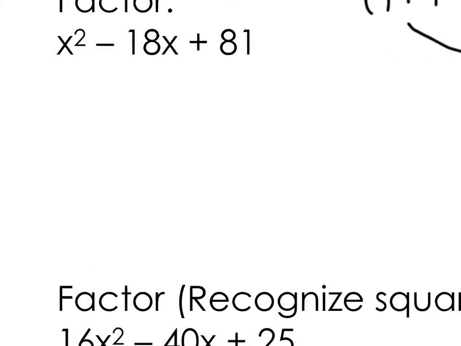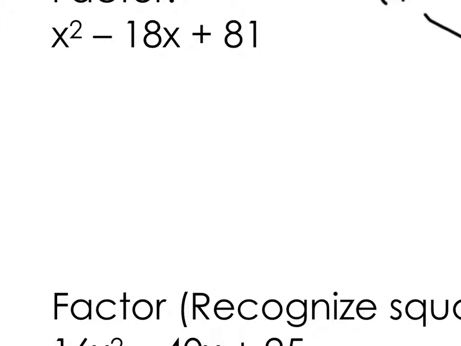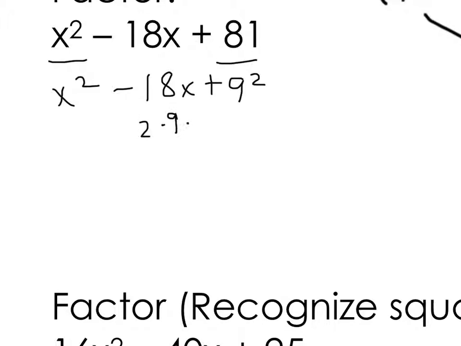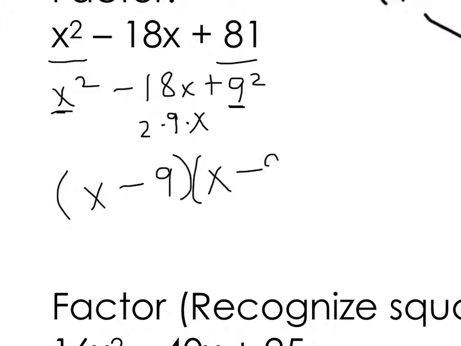So let's factor this one. It's important to recognize that this is something squared. This is something squared. That's 9 squared. So you have x squared minus 18x plus 9 squared. And this 18 is 2 times 9 times x. It's whatever this is squared and whatever that is squared, and it's 2 times that. So that means that this factors into x minus 9 times x minus 9.